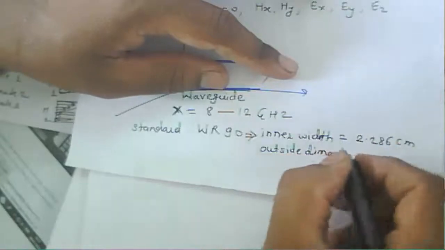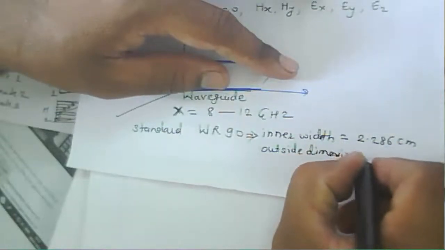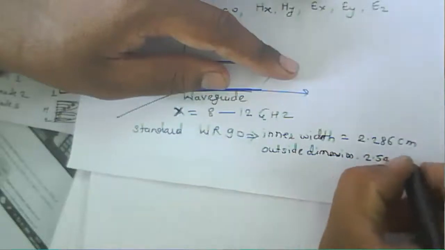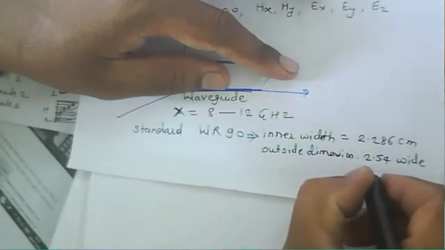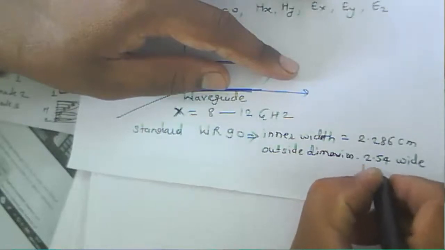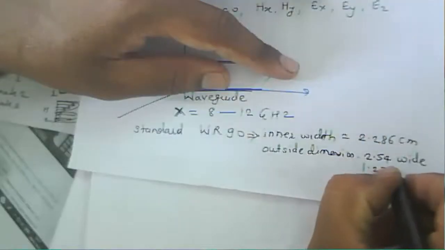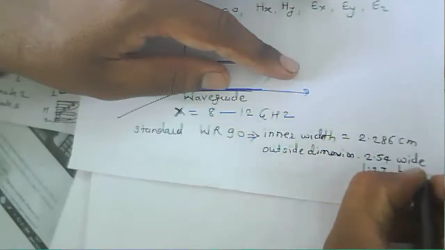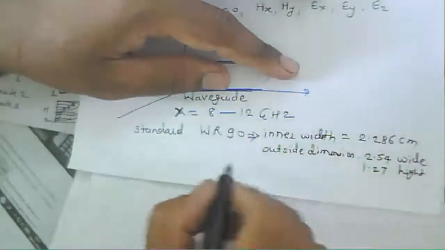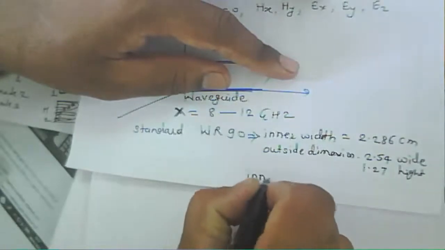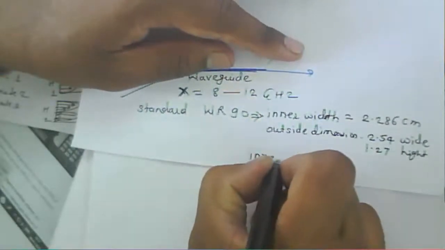Outside dimension is nothing but 2.54, that is the width, and about 1.27 is the height. All are in centimeter. This is the inner width, and then we can say the inner height.